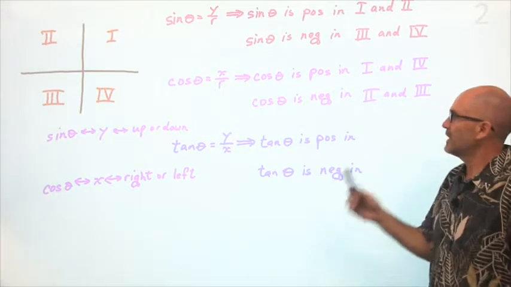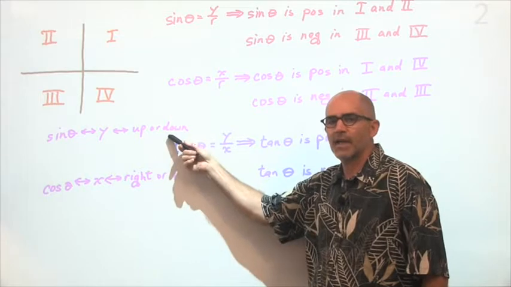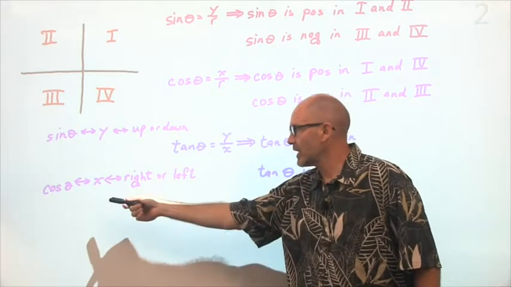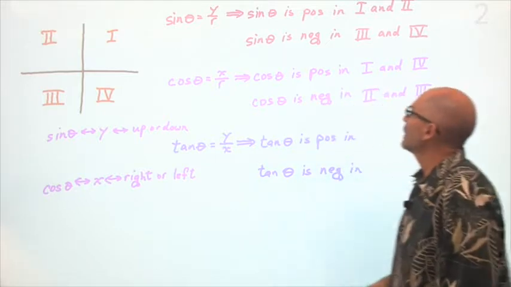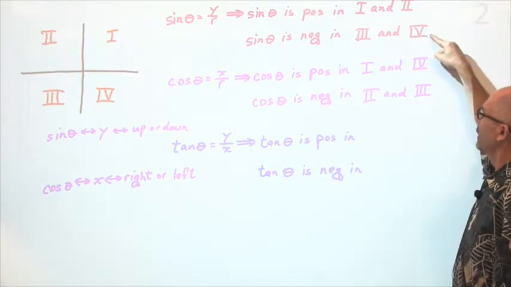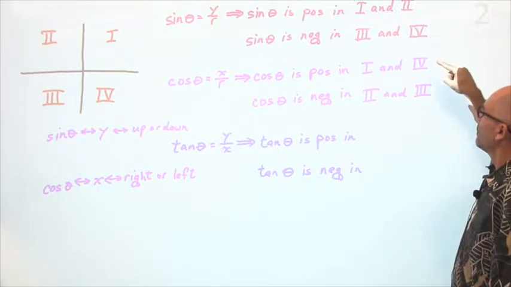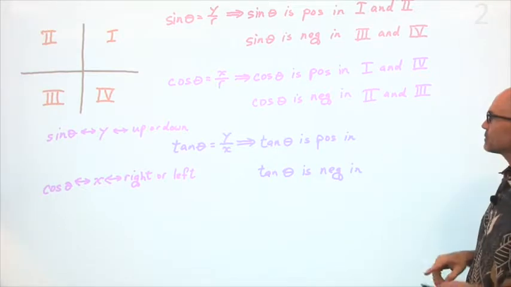When you see sine, you're thinking y, up or down. You see cosine, you're thinking x, so that's right or left. So sine's positive up, negative down. Cosine is positive right, and negative left.